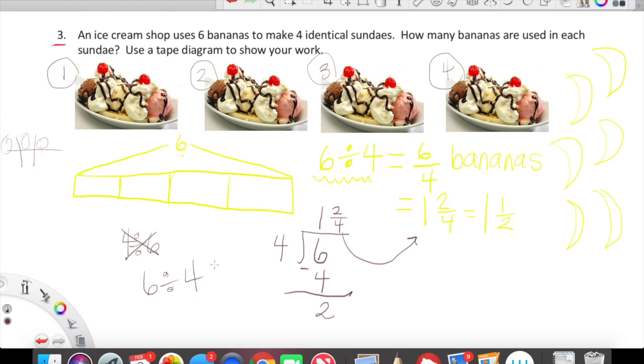That's why I took the time to talk about the problem and draw it, because we were able to see, oh wow, I have more bananas than sundaes, which means I'm going to have more than 1 banana in my ice cream sundae. And in the end, you guys, that was absolutely the case, because we found that 1.5 bananas are going into each sundae.